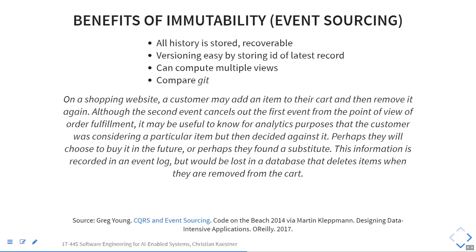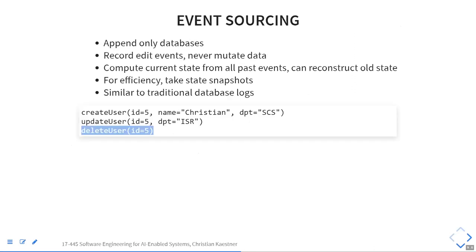So there are a number of benefits here. All history is stored, it's recoverable. Versioning is really easy. You can compute multiple views also. If you want the current state, that's maybe the main drawback, you need to go through all of this. You don't want to do this.